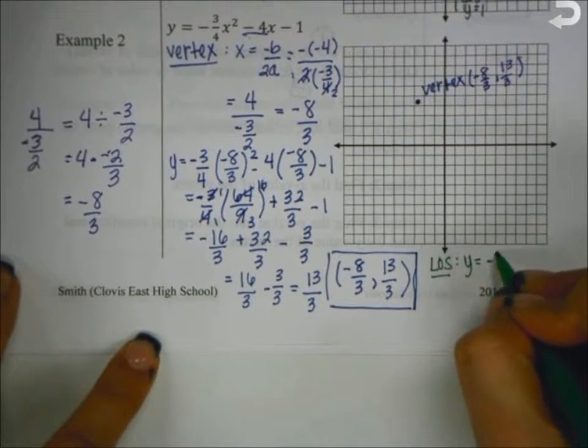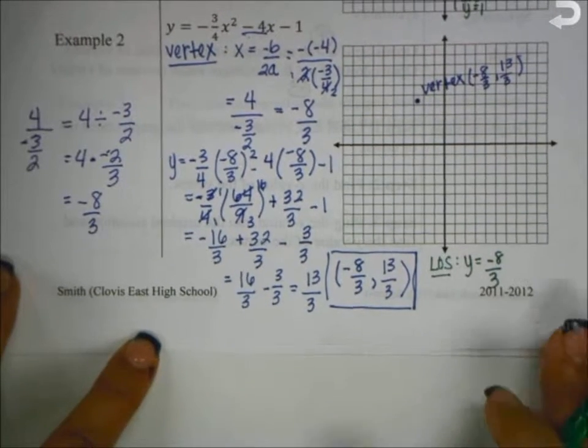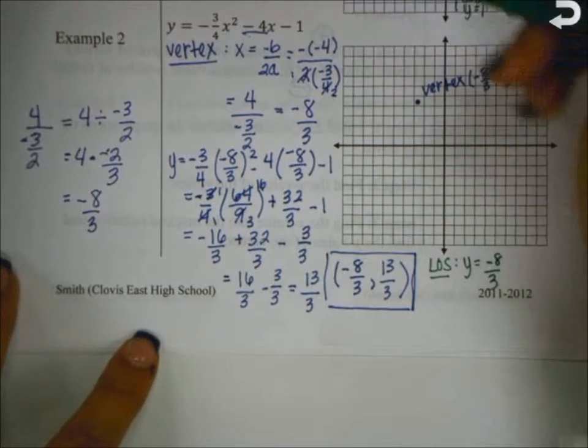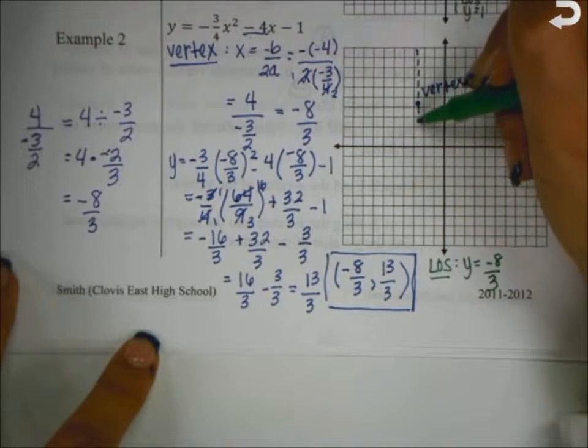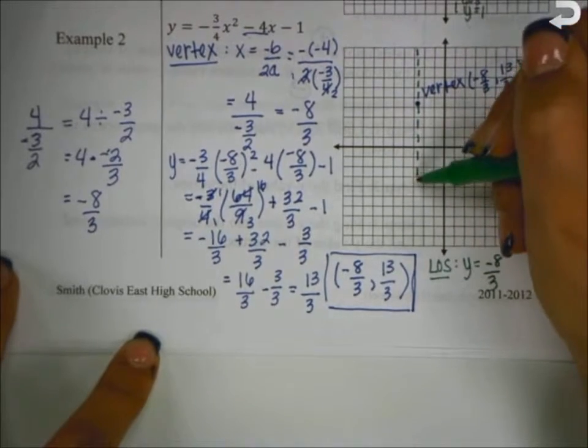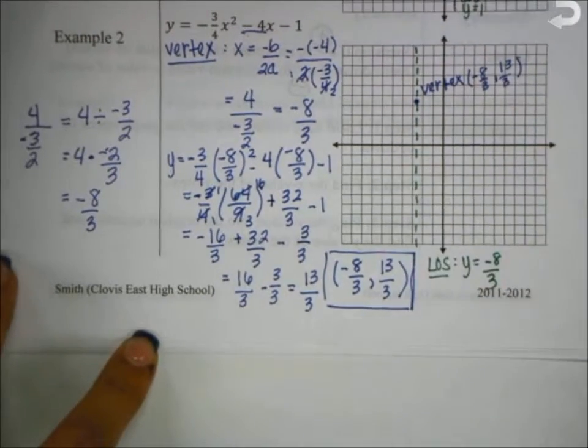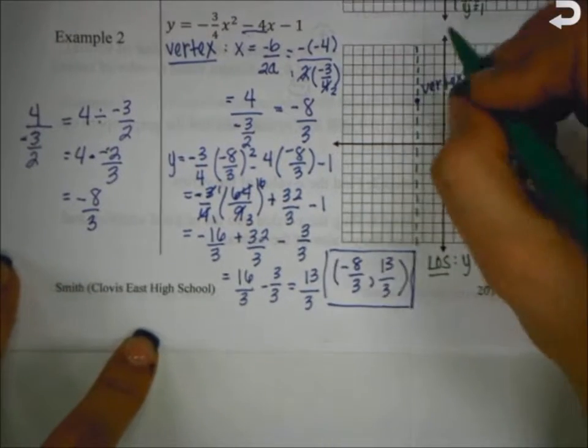So let's draw that. It's going to be a vertical line because right now we're only dealing with up and down parabolas. We haven't done side to side yet. So I'm going to label that also LOS: x equals negative 8 over 3.